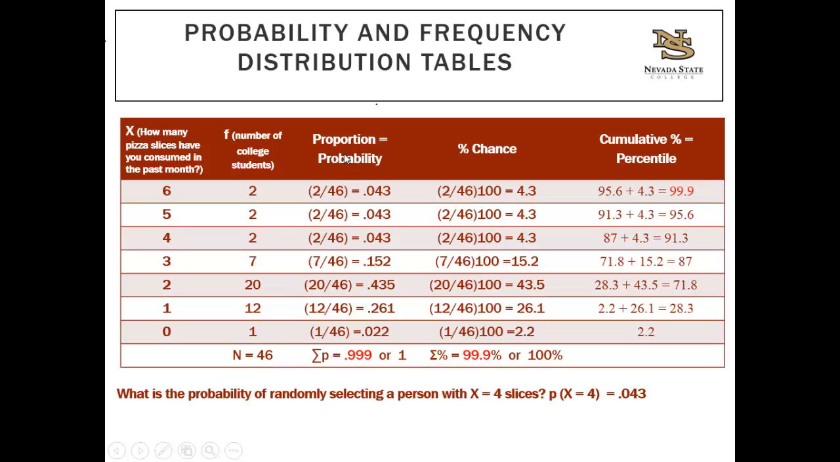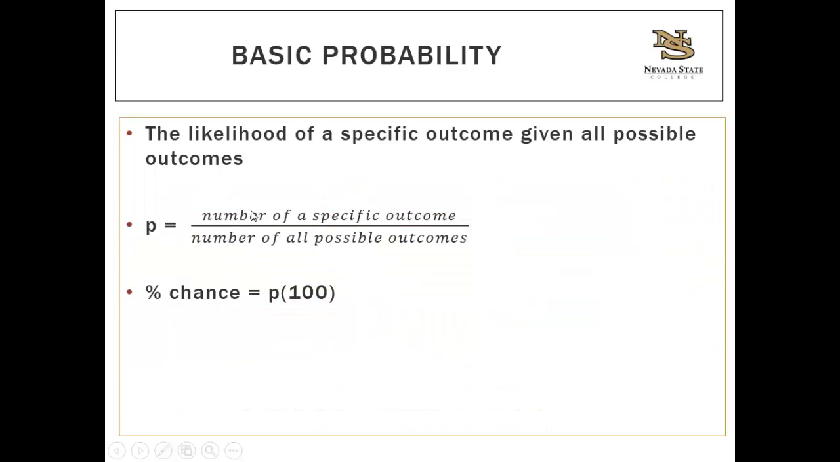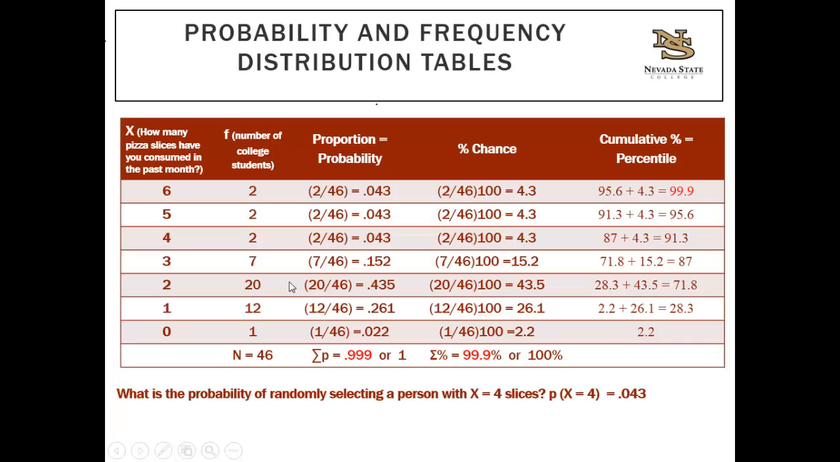So then to find the probability or proportion, remember you can state it either way, you just take the frequency for that particular score, so the number of that specific outcome. So 2 students with 6 pizza slices, that would be the outcome in this case. 2 divided by 46, 0.043. So you just take the frequency for each value, divide it by the total frequency of all values, and you get your probabilities or proportions. After you do that, you can convert this into a percent chance. People are typically more comfortable expressing things in terms of percent chance instead of the probability or proportion.